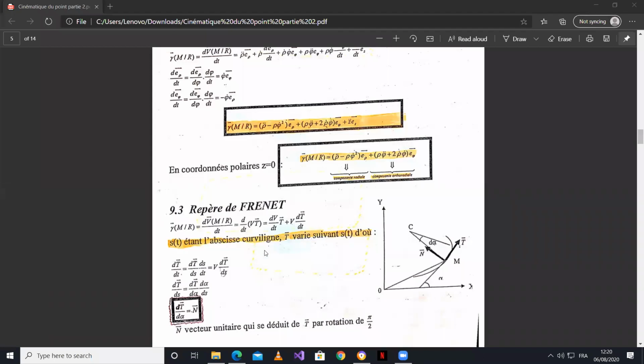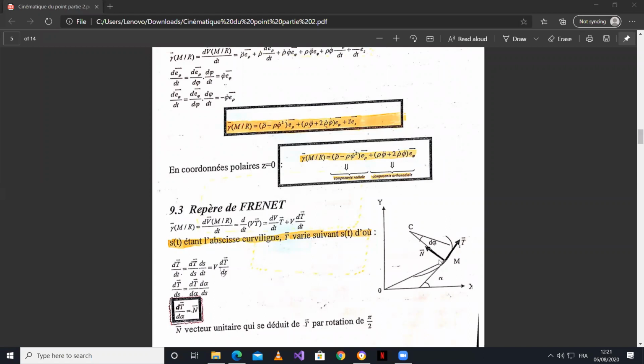So as the point M advances on the curve, l'abscisse curviligne changes. Okay, the length it's moving is changing. So let's say it moves 2 meters, then it continues moving 3 meters, 4 meters. You see that l'abscisse curviligne is varying, and as it is moving on that curve, the tangent at each point is going to change. So you guys can picture that. Just imagine, for example, a circle. The tangent at every point on a circle is going to be changing.